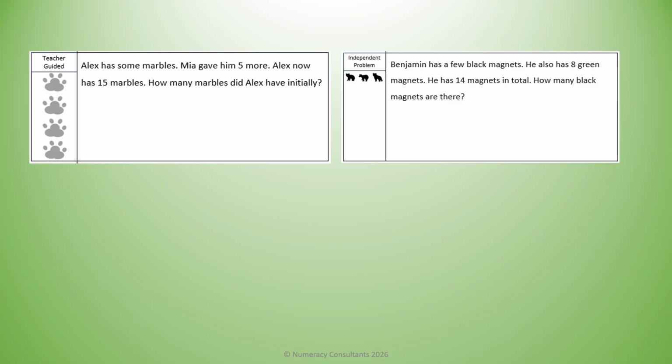So let's go through and read this. It says, Alex had some marbles. Mia gave him 5 more. Alex now has 15 marbles. How many marbles did Alex have initially? And again, that means initially, or how many did he have to start?